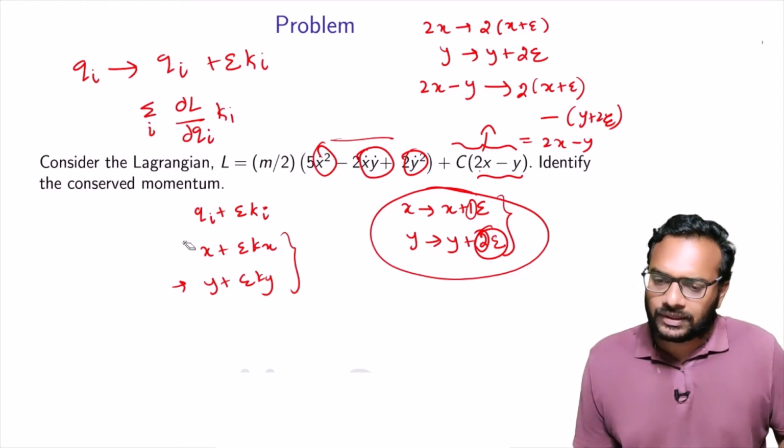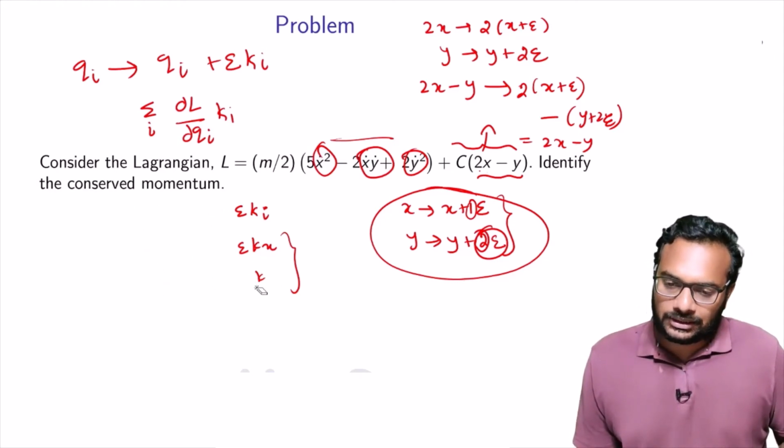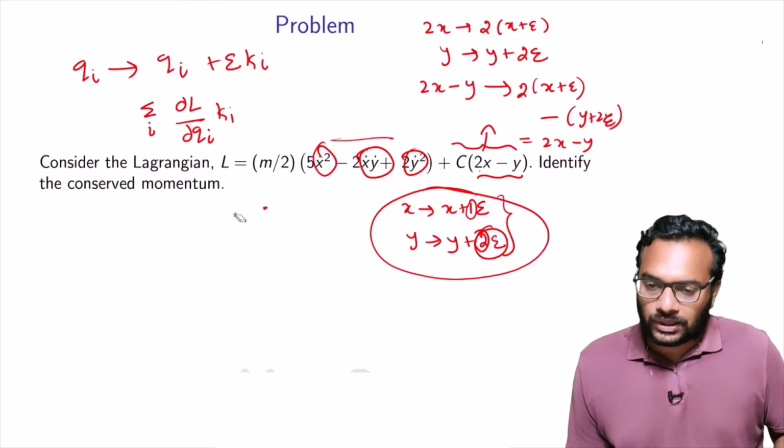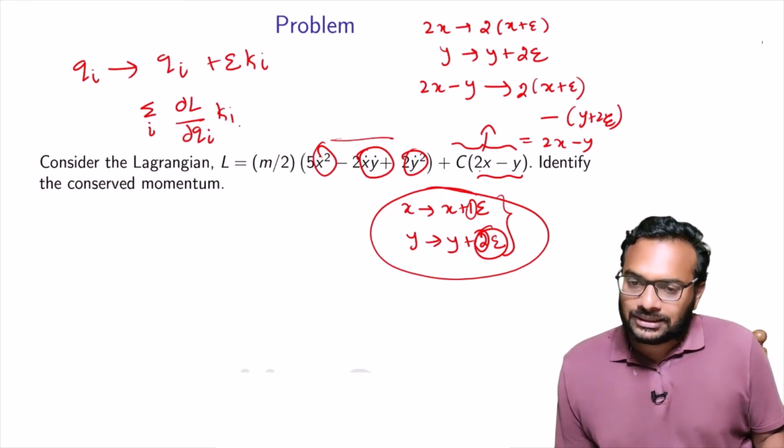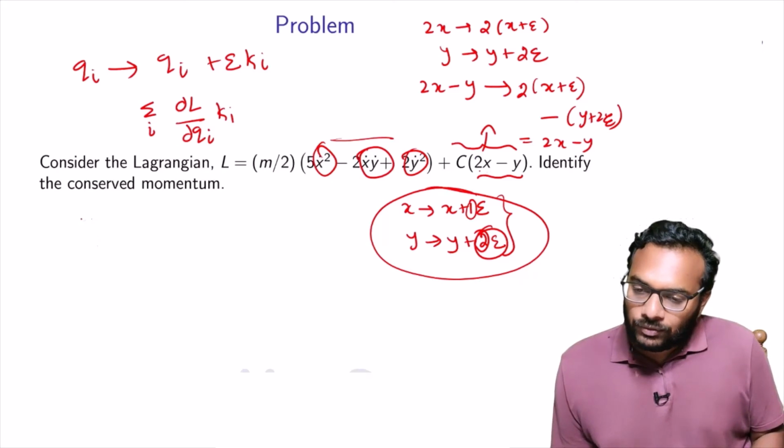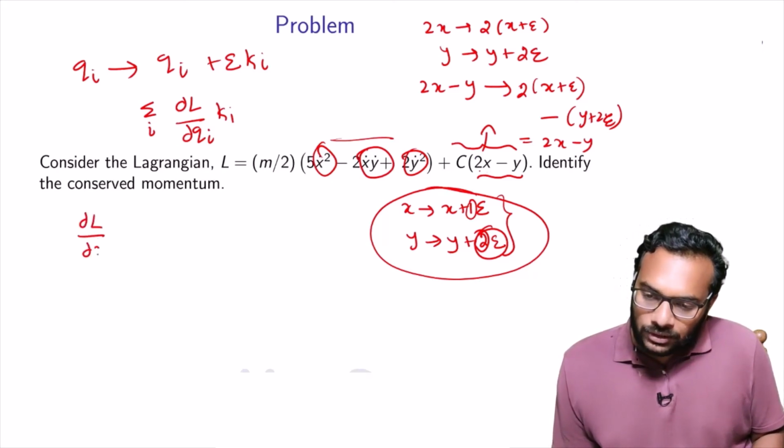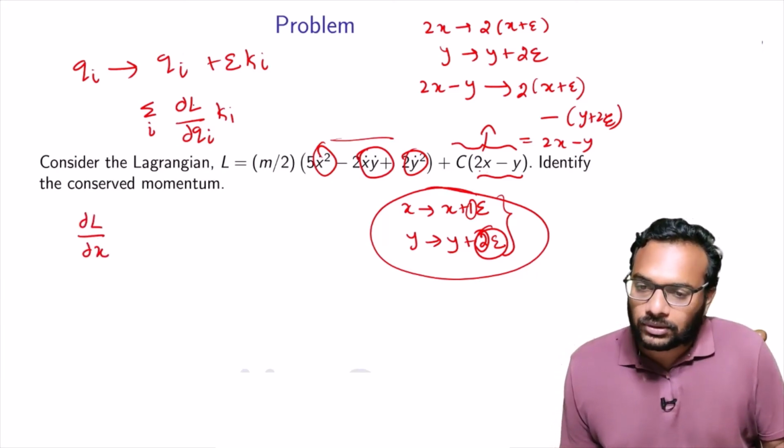Now we can identify the conserved quantities using Noether's theorem. For the conserved quantity, we just make the summation. Since our coordinates are x and y here, we will do dou L by dou qi dot.